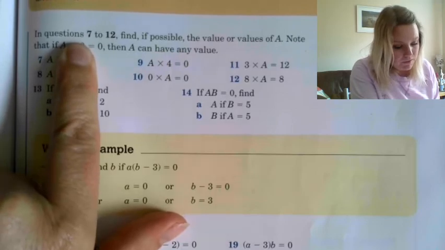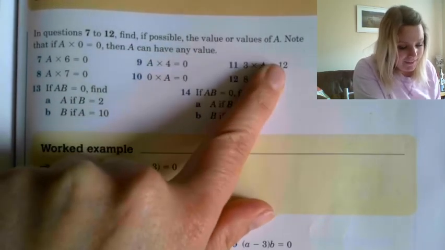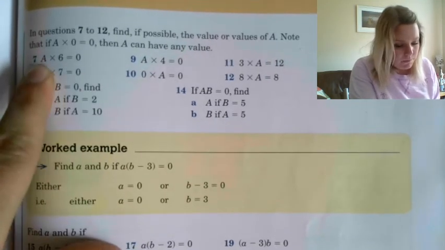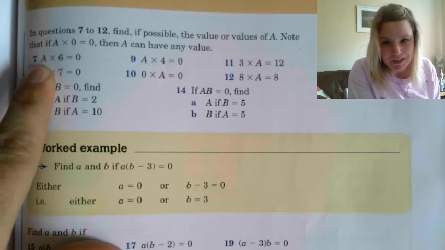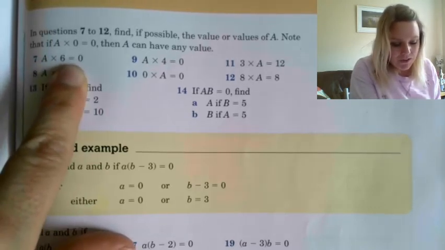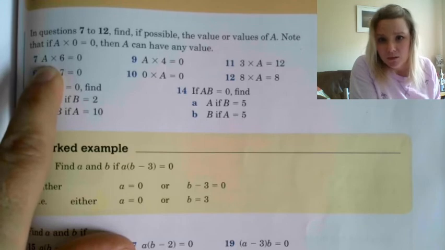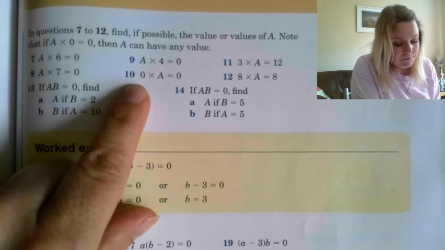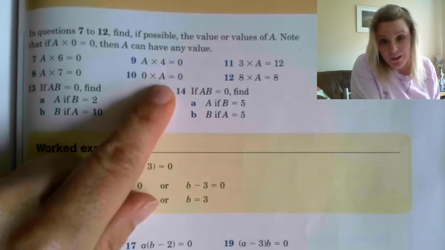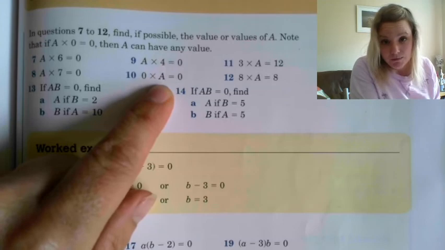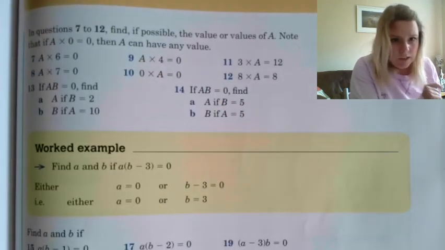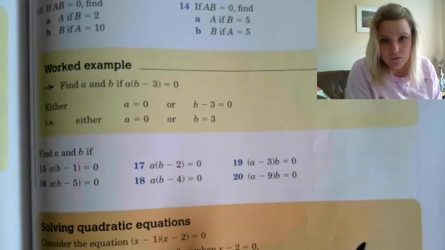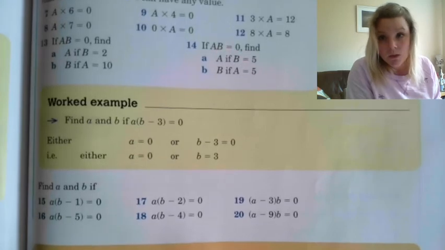In questions 7 to 12, find, if possible, the value or values of A. Remember, if A multiplied by 0 is 0, then A can have any value. I'm totally going to give you some of the answers here. If A multiplied by 6 gives you 0, then A must be 0. Whereas in question 10, 0 multiplied by A gives you 0, well, A could be 0, but it could be any other number in the world. These ones are more abstract questions, whereas these ones here are more like the examples that we have just done. So work your way through those.